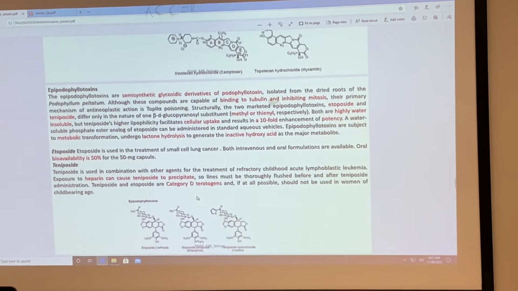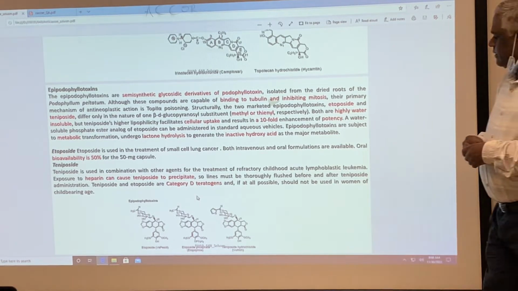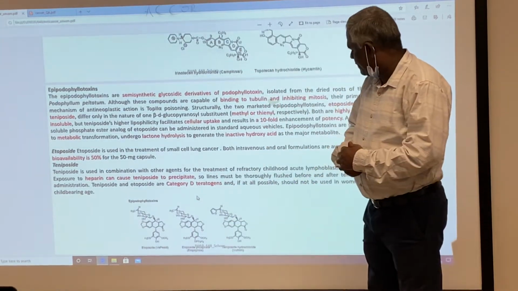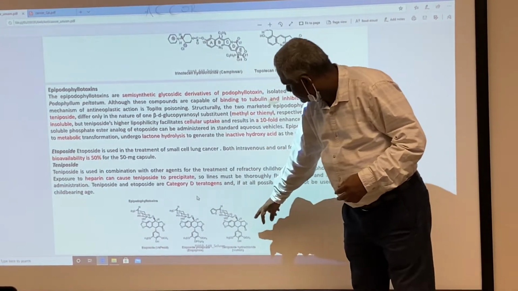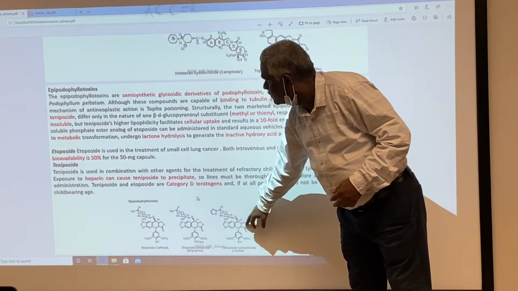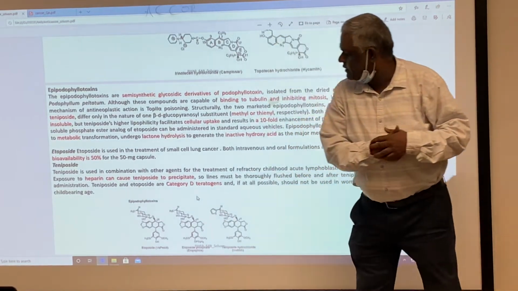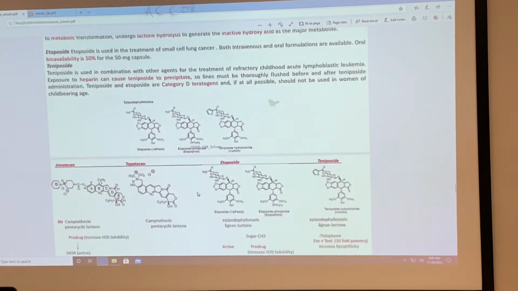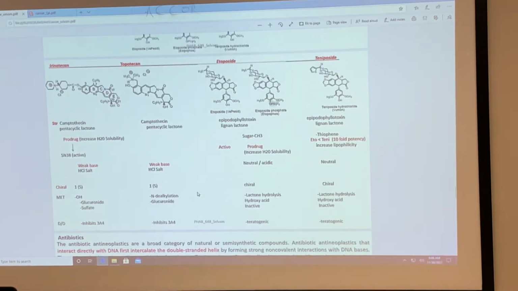The podophyllotoxins also come under this same category. Chemically, this four-membered ring system is called a lignan, and one of the rings is a cyclic ester, a lactone. So these compounds are classified as lignan lactones. The previous one is the pentacyclic lactone. All four are summarized here.